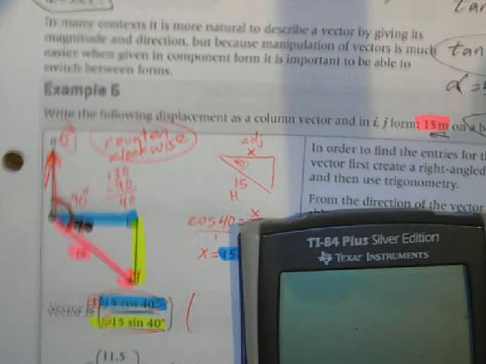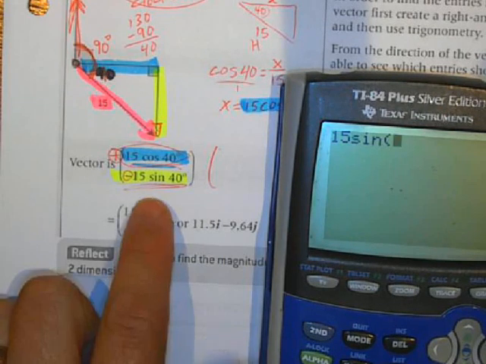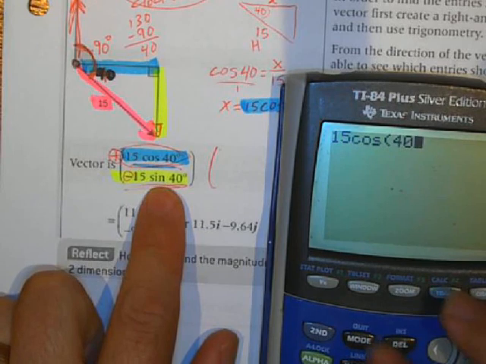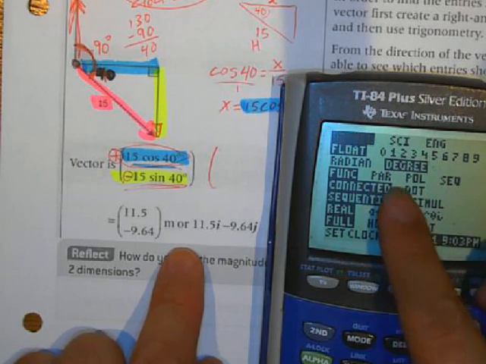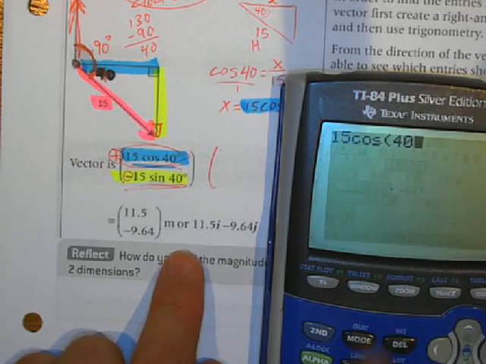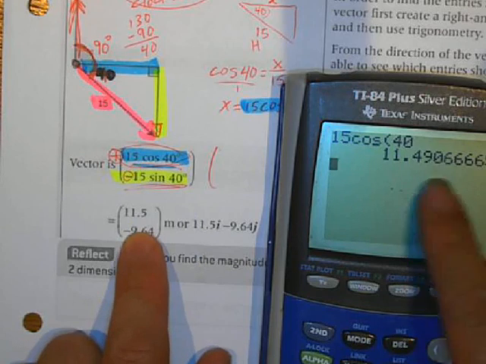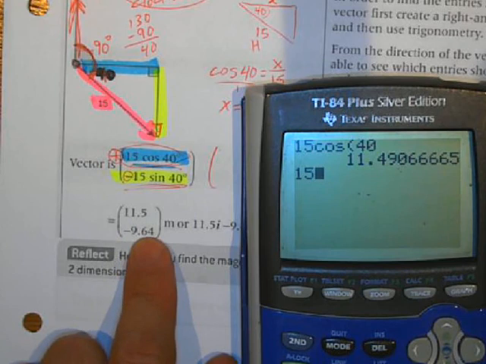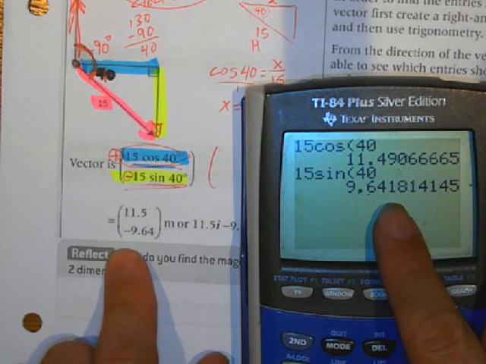And so if I do 15 cosine 40, make sure you're in the right mode. We're doing this in degrees, right? So my mode, I need to be in degrees. Okay, so 15 cosine 40, I get 11.49, so they wrote 11.5. 15 sine 40, and we get 9.64. Don't forget to make that negative.